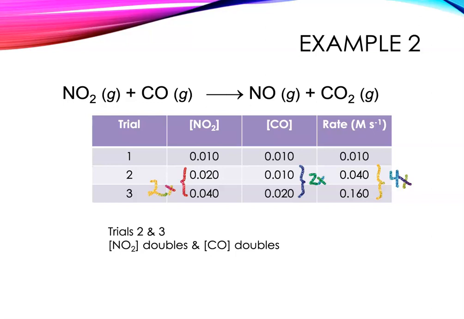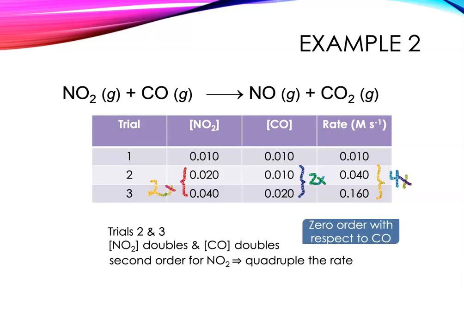And that means that this reaction must be zero order with respect to CO, because the fourfold change in rate is solely due to the change in NO2 concentration. Changing the concentration of CO doesn't have any additional changes in the rate. So zero order with respect to CO. Oh, that's kind of important.